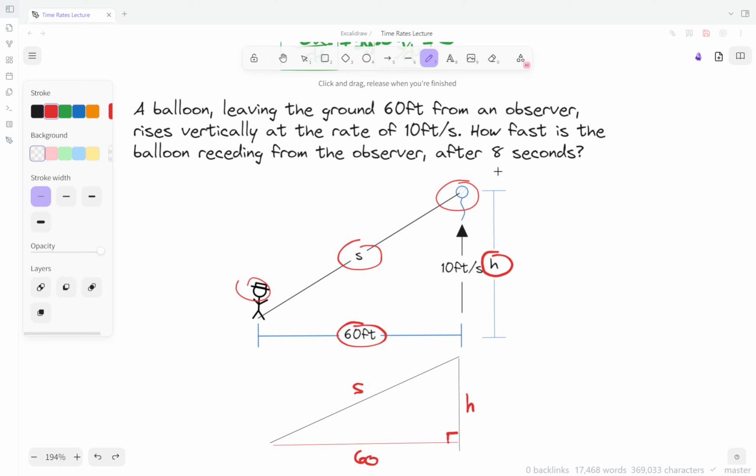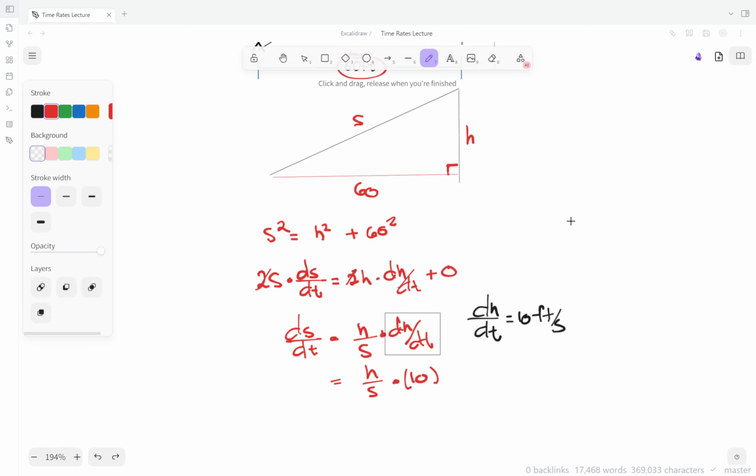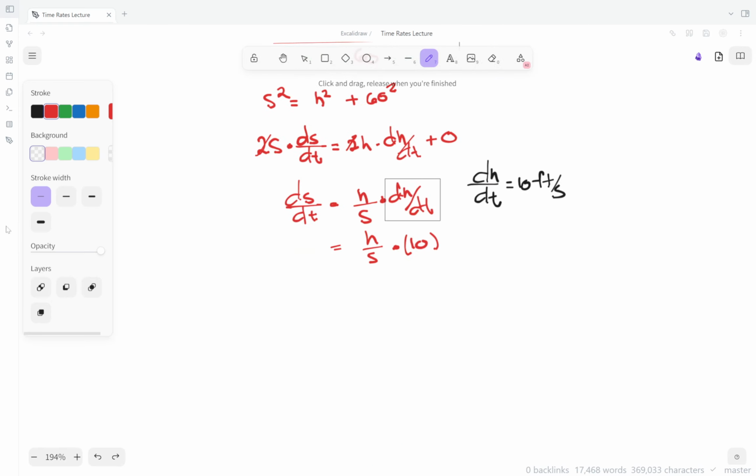So that 8 seconds right there must play a role in finding the value of h and s. And in fact, it does. So after 8 seconds, something will happen. The balloon's height will change. And let's assume that the balloon started from the ground.